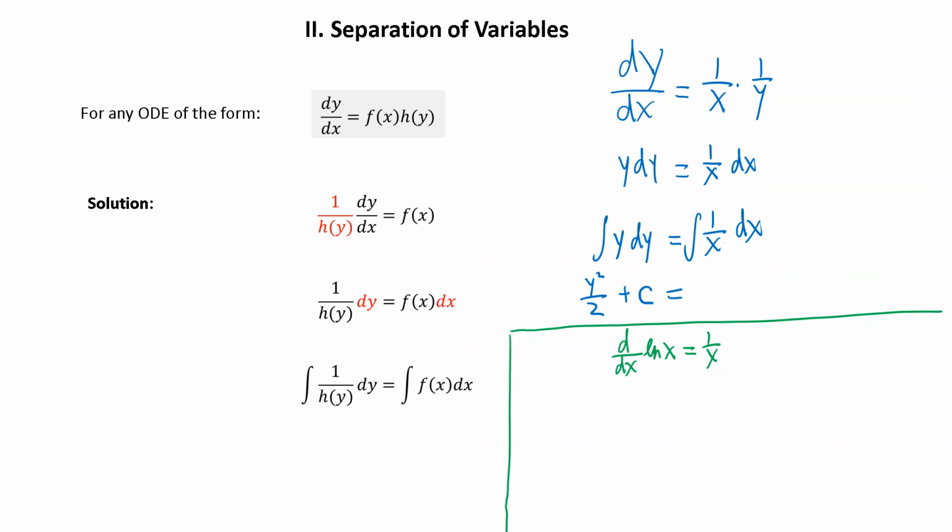Then if I integrate this 1 over x, if x is positive, of course I can just say this is log of x. But if x is negative, then what should we do? Here we need to consider two cases. Let me say this is for x greater than 0.